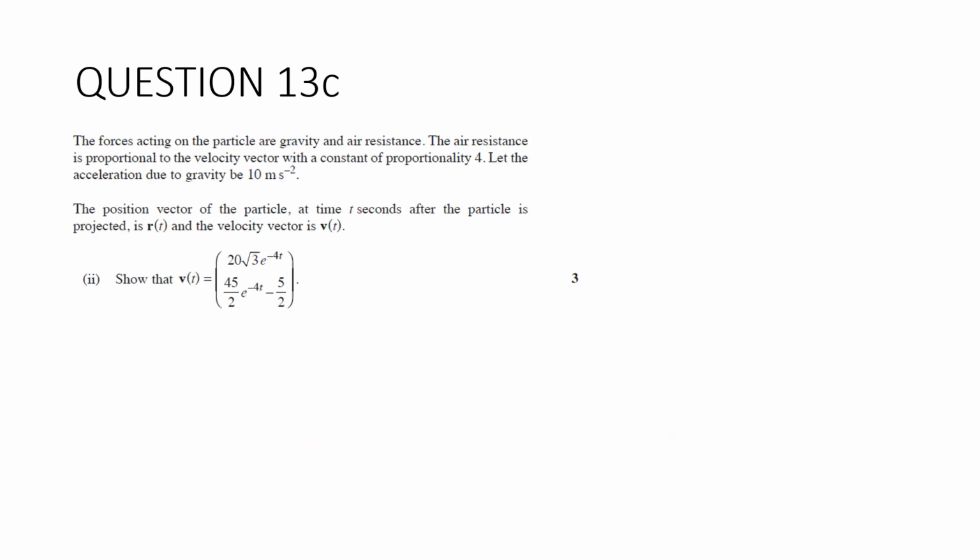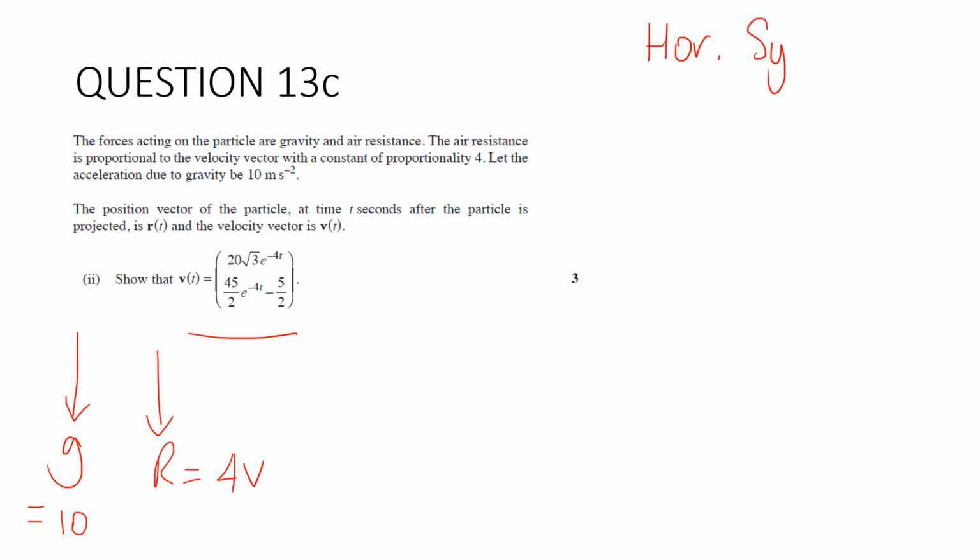The forces acting on the particle are gravity and air resistance. Air resistance is proportional to the velocity vector with a constant of proportionality 4. And let the acceleration due to gravity be 10. The position vector of the particle at time t seconds is r of t, and the velocity vector is v of t. Prove this. I find it easier to work in two systems just for notation. So I'm going to start off with the horizontal system and try and prove this part here.